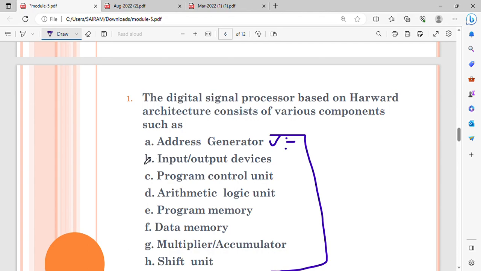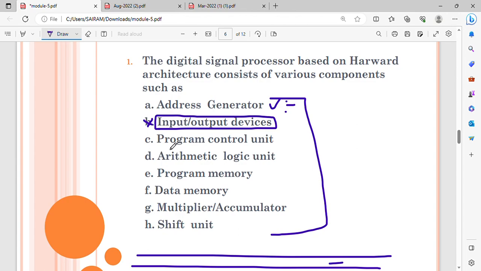And you're supposed to neglect input output devices. Input output devices are not of that much importance. I will teach you which ones to write. So the address generator and its definition: the address generator is the one which is going to generate the address of the memory location wherein you are going to access the data. That is wherein the data has to be accessed, right? That is one thing.